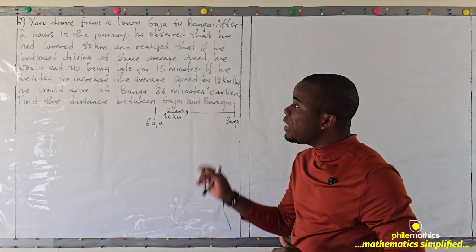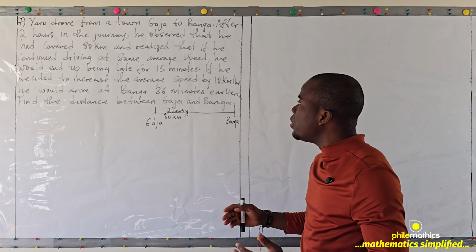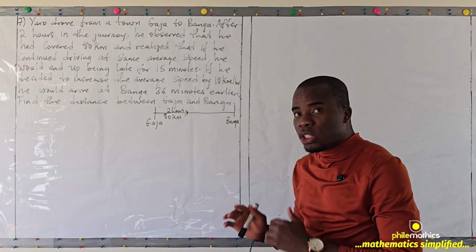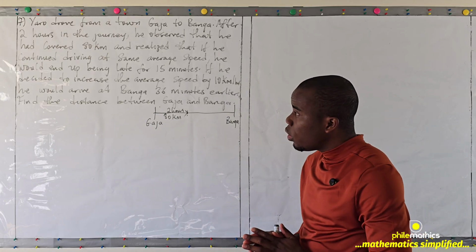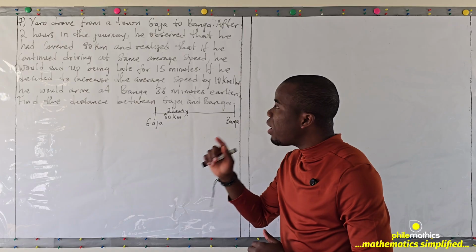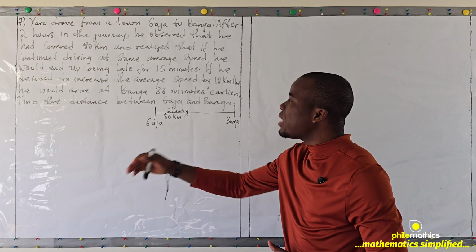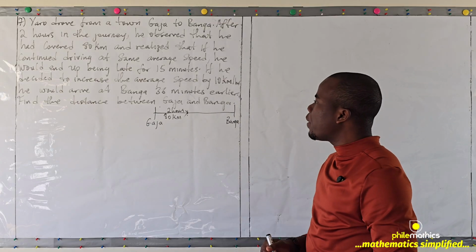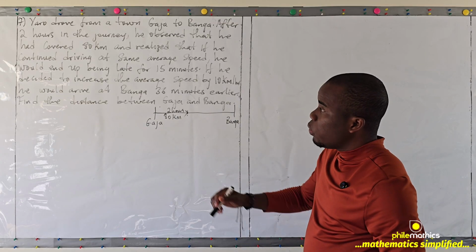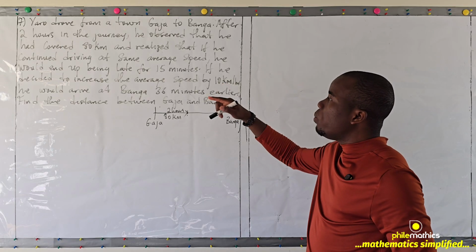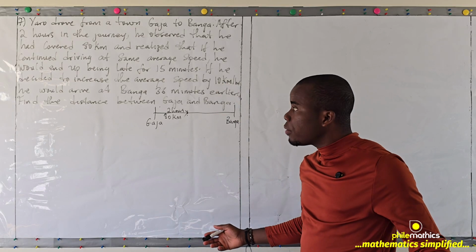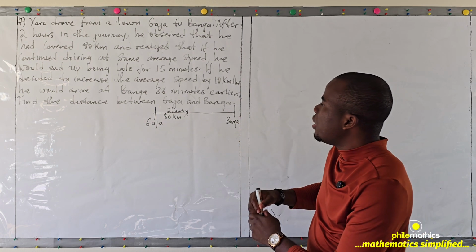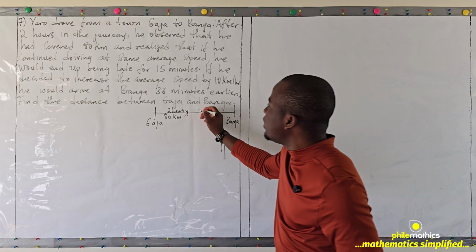Now, he made a decision. He decided to increase the average speed by 10 kilometers per hour, which is the reasonable thing any man who is driving for an important event can do, he would arrive at Banga 36 minutes earlier. Okay, which is fair. Find the distance between Gaja and Banga. So we are told that if he decides to increase by 10 kilometers per hour, he will arrive earlier. Now we are asked to look for the distance between Gaja and Banga. Let's call this whole distance D.